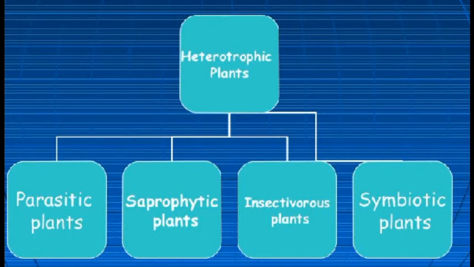As we already know, there are two types of nutrition. So today's section, we mainly focus on heterotrophic mode of nutrition. In last class, we have learned about the first two types of heterotrophic mode of nutrition in plants, that they are parasitic plants and saprophytic plants. Today we are going to discuss insectivorous plants and symbiotic plants.